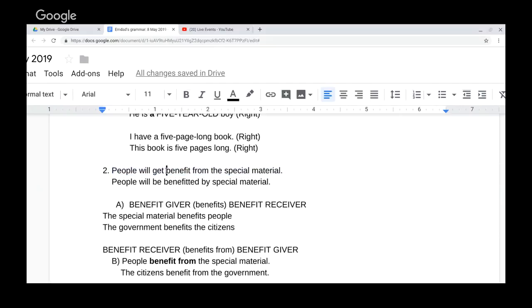So, get is wrong. You can't use get with benefit. That's what is wrong here. So, you can't use get here anymore. Let's correct it. How will it be? People will benefit from, because people is the benefit receiver.